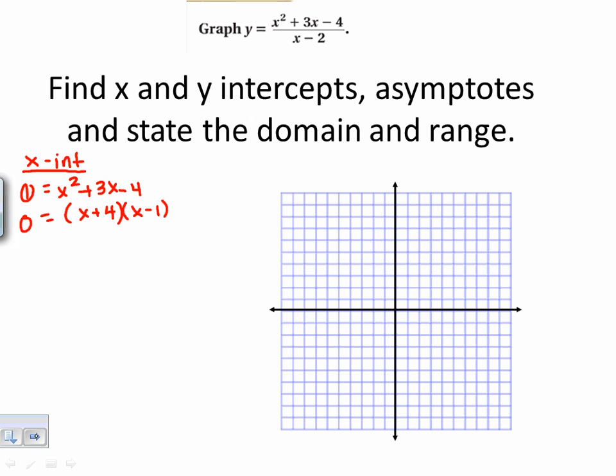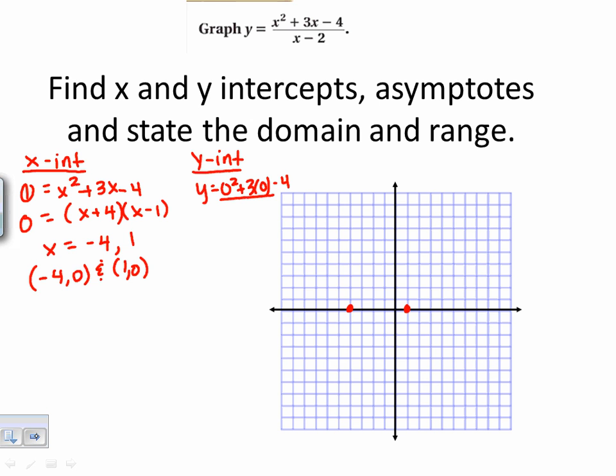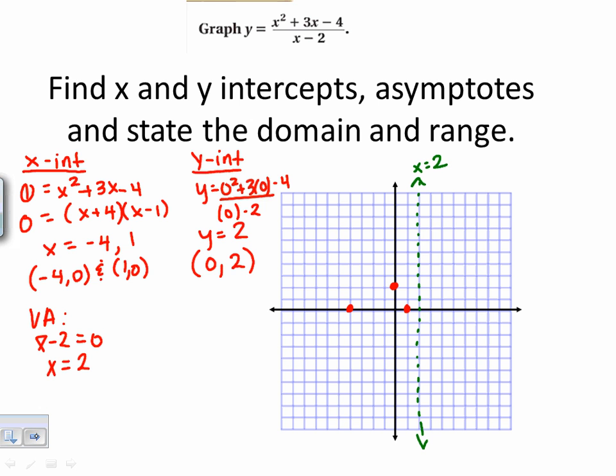Use the quadratic formula. And I found two x-intercepts. Finding the y-intercept. I got out of 2. Okay, let's find the vertical asymptote. X equals 2. And let's find the horizontal asymptote.